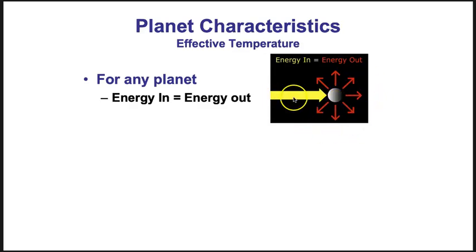So a planet is being warmed up by the star, but it cools itself off by re-radiating that heat back out into space. And when the energy coming from the star and the energy that it loses out to space are in balance, that's the effective temperature, or I should say, the effective temperature is the temperature that the planet warms up to, such that those two things are in equilibrium.